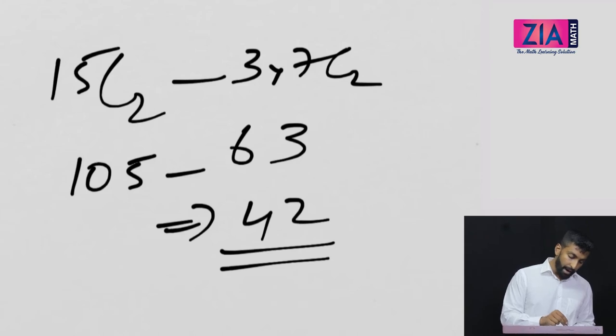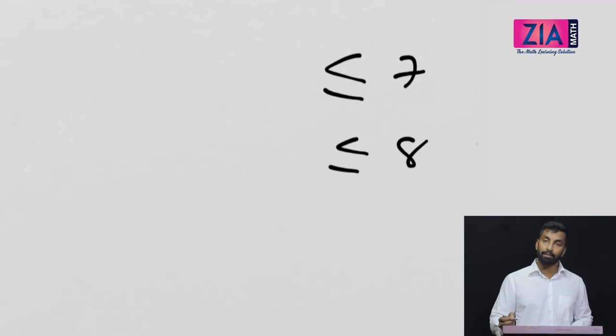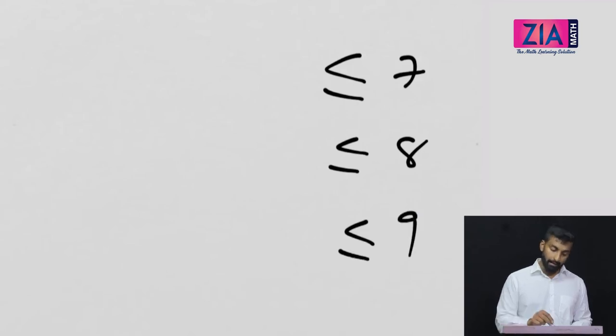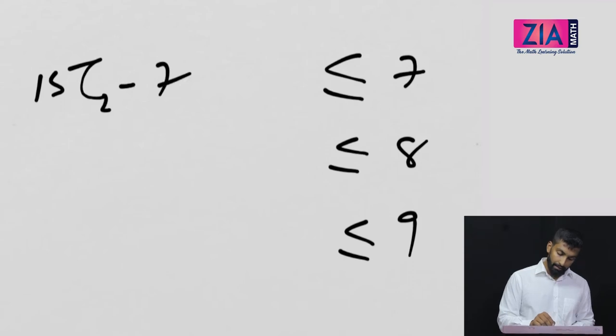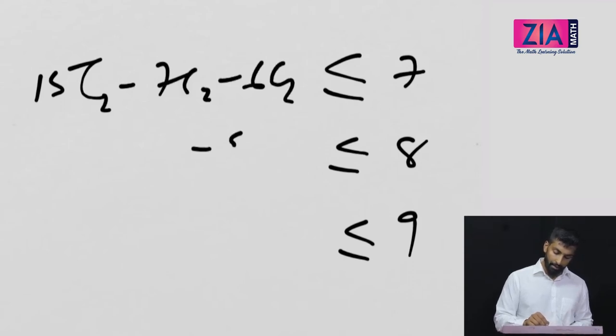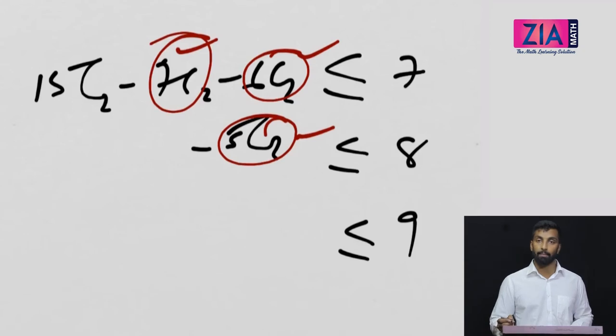Now here A should not get more than 7, B should not get more than 8, C should not get more than 9. Your answer is 59. How did you get it? 15C2 minus 7C2 minus 6C2 minus 5C2. Now you understood how you got 7C2: A violates the condition, 6C2 B violates the condition, 5C2 C violates the condition. Now we have done all the 5 questions which can be asked from this category, right?